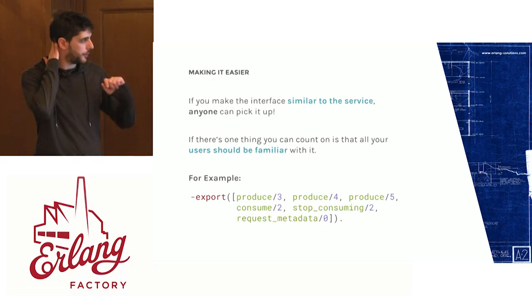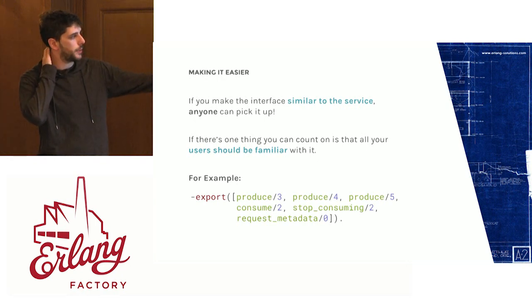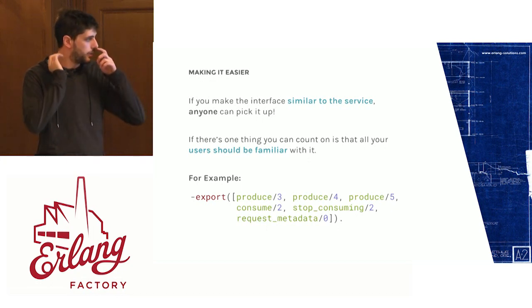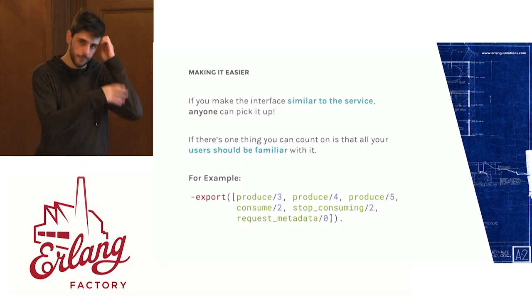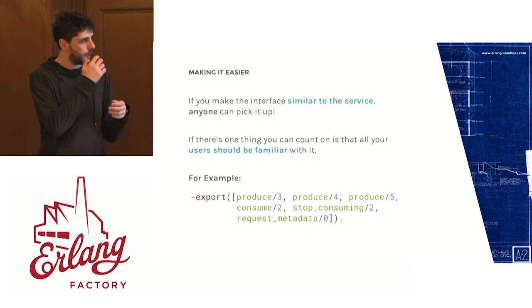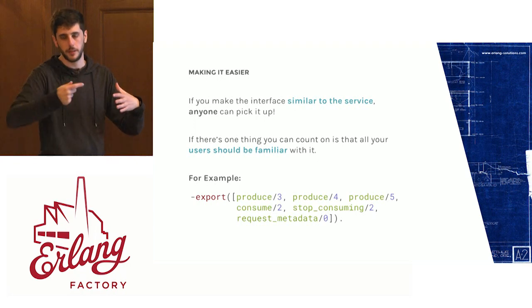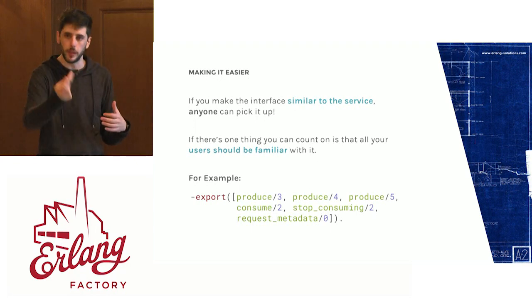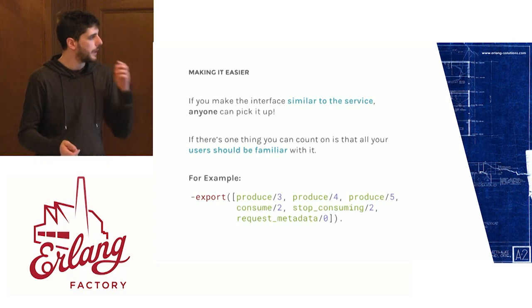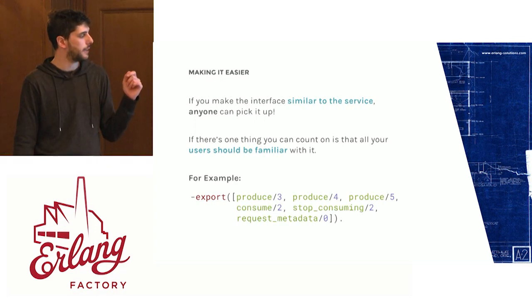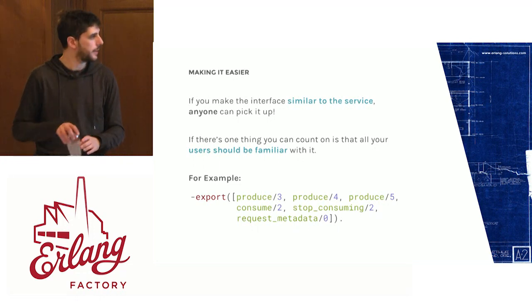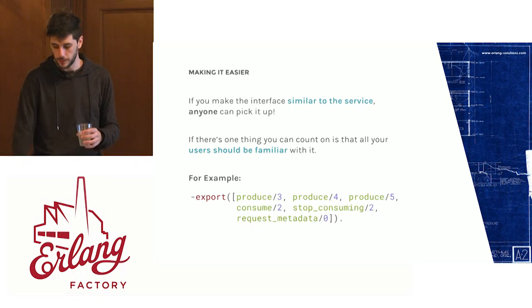This is an example of the API. There are a few more functions, but basically we have produce, consume, and request metadata. There are a few more, like stop consuming, depending on if you want to consume actively or not, like if you want to keep polling automatically for new messages. But all in all, the API is super simple. And if you ever use Kafka, you will be familiar with those terms because they are taken directly from Kafka's documentation.